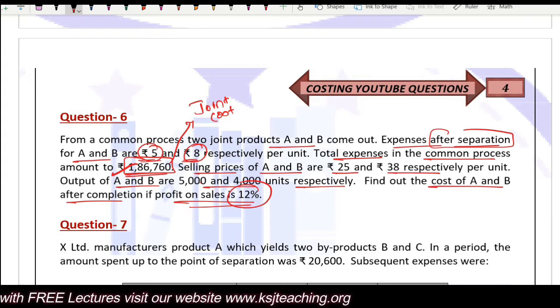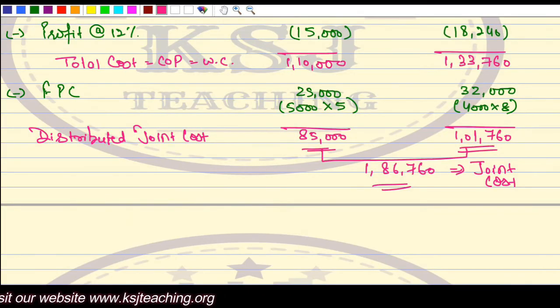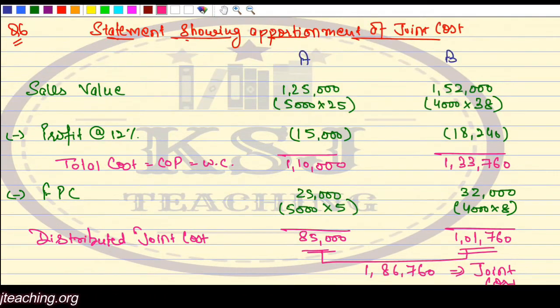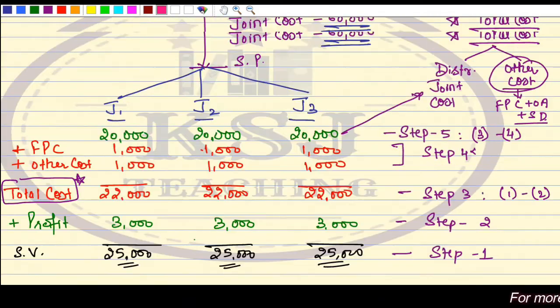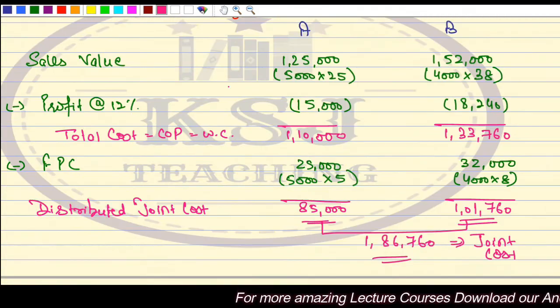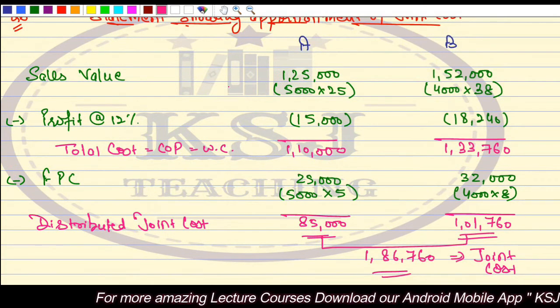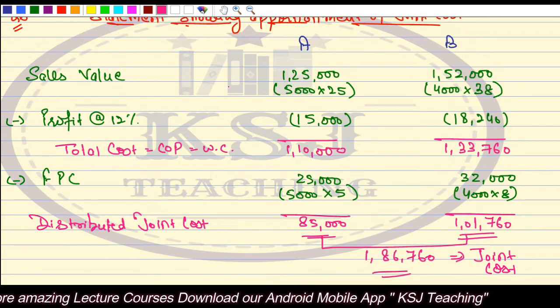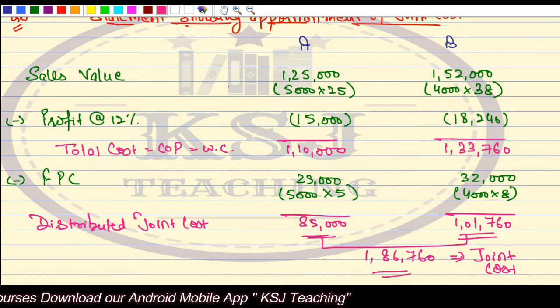I hope it is clear how to distribute the joint cost between the joint products using the reverse cost method. Right? Very simple. I hope it is clear.